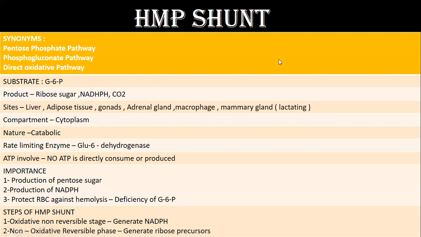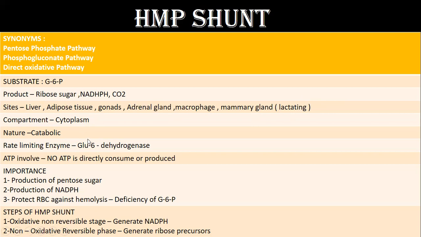Then HMP shunt. HMP shunt is very small, and whatever important topics I think might come, I have mentioned in this slide. Another name is pentose phosphate pathway, phosphogluconate pathway, or direct oxidative pathway. Substrate is glucose 6-phosphate. Product is ribose sugar, NADPH, and carbon dioxide. Sites are liver, adipose tissue, gonads, adrenal gland, macrophages, and mammary gland. In lactation, it is very important. Mark it as an MCQ.